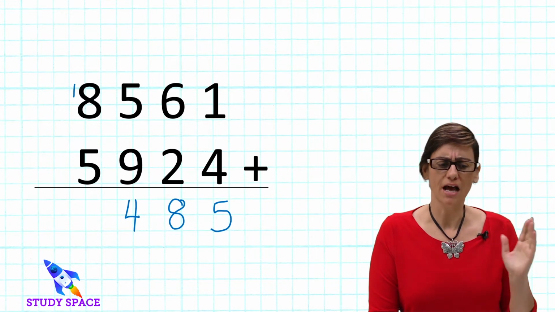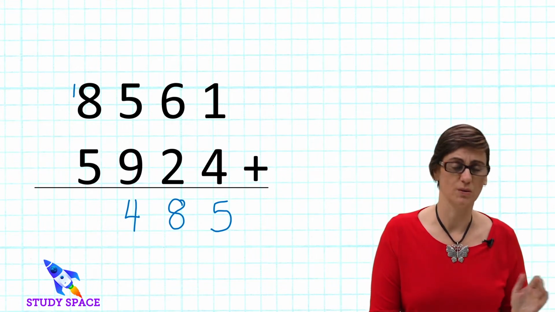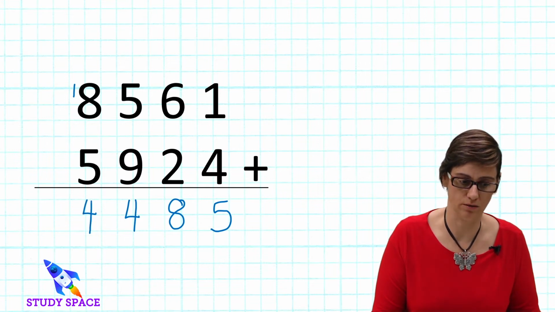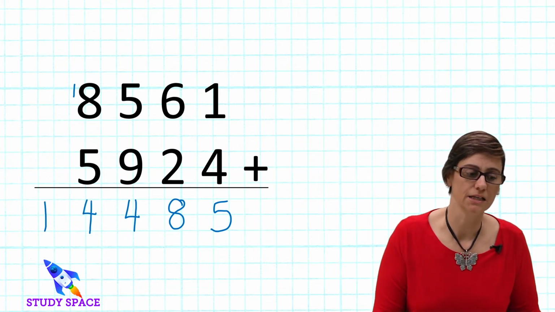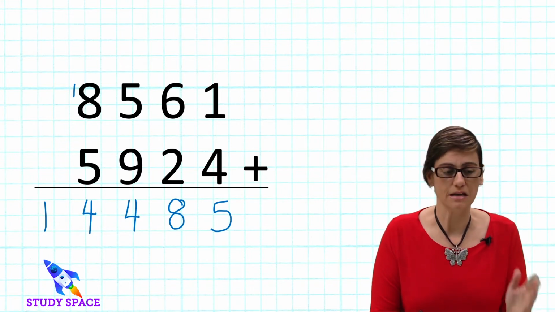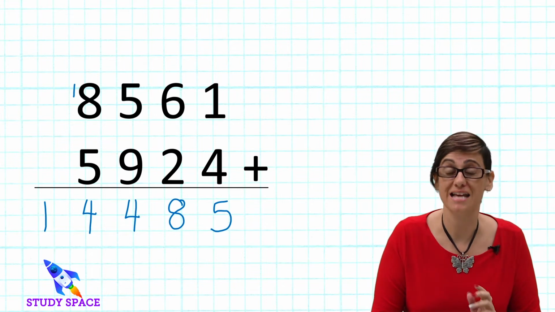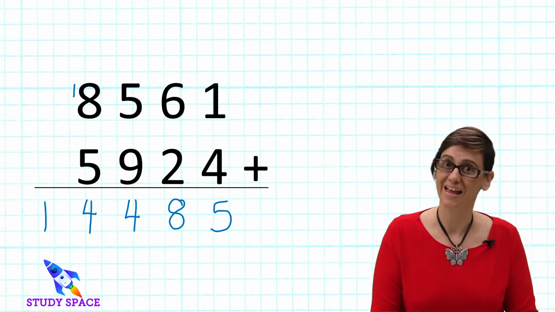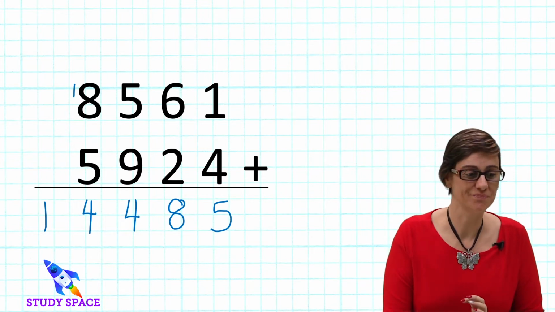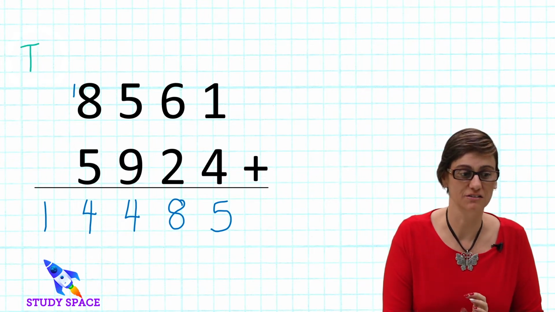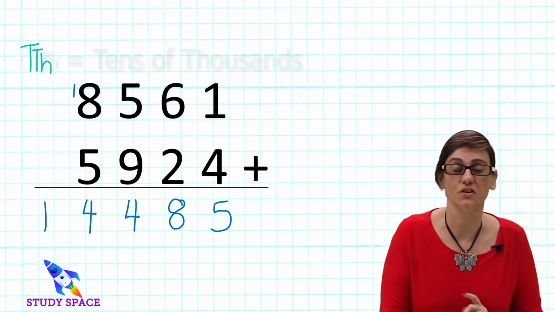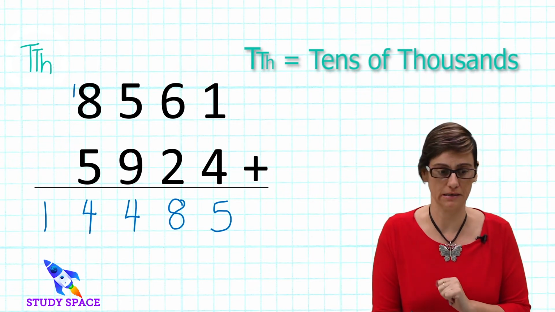So now I don't have another column to carry it over for, so I just need to write 14. So I'll put the 4 in the thousands column, and then I put my 1 in my next column if there was numbers there. Okay. Now the name of this column is the tens of thousands. We represent this by a capital T for tens and then a capital T and a little h for thousands, so tens of thousands, okay?